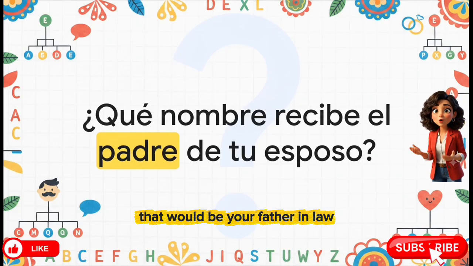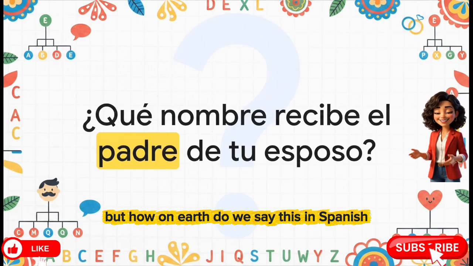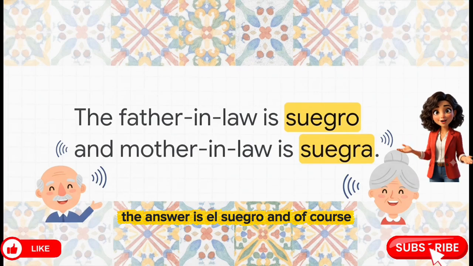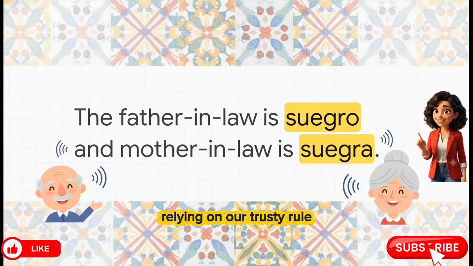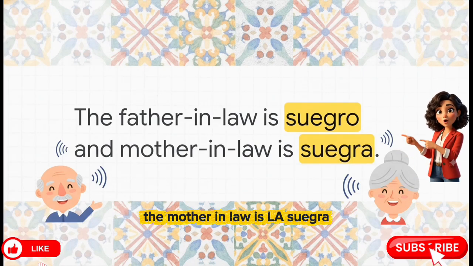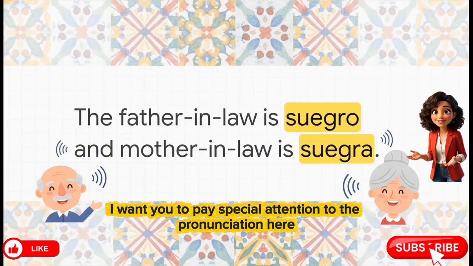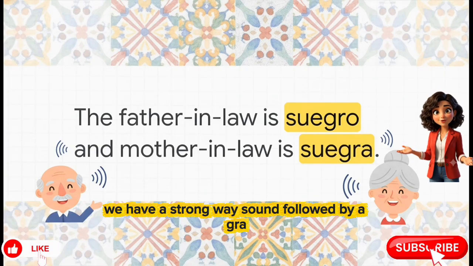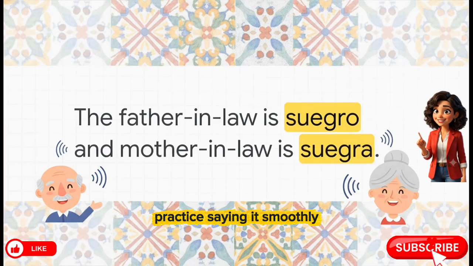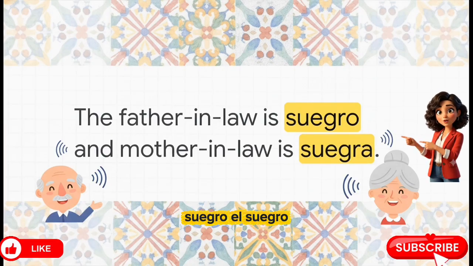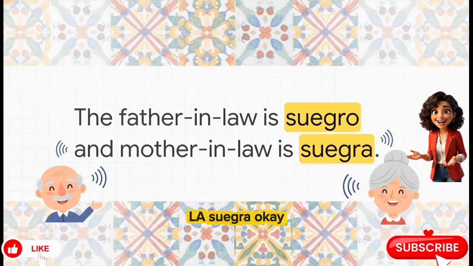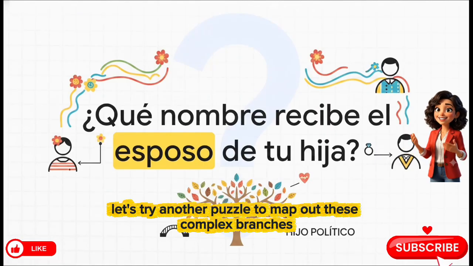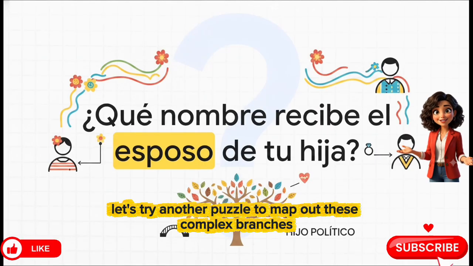That would be your father-in-law. But how on earth do we say this in Spanish? The answer is el suegro. And of course, relying on our trusty rule, the mother-in-law is la suegra. I want you to pay special attention to the pronunciation here. We have a strong we sound followed by a gr. Practice saying it smoothly. Suegro. El suegro, la suegra. Okay, let's try another puzzle to map out these complex branches.